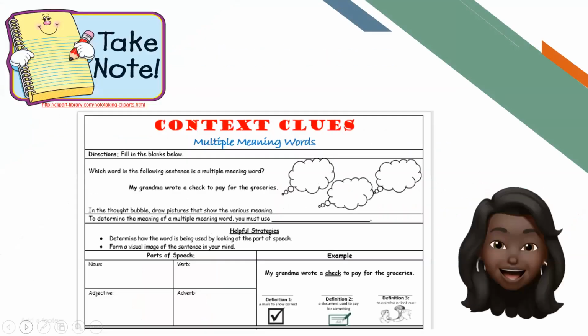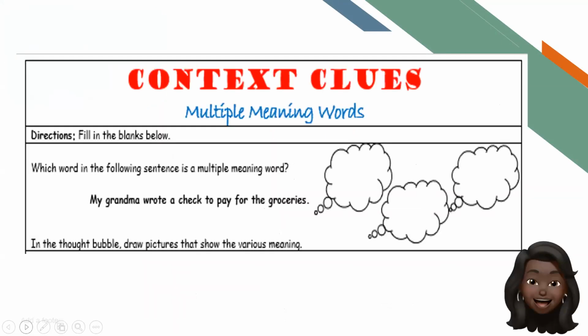As I am teaching, I want you to take notes on the top portion of your guided practice worksheet. The directions are filled below. Which word in the following sentence is a multiple meaning word? My grandmother wrote a check to pay for groceries. In the thought bubbles, I want you to illustrate the various meanings that you come up with. Go ahead and press pause on this video.